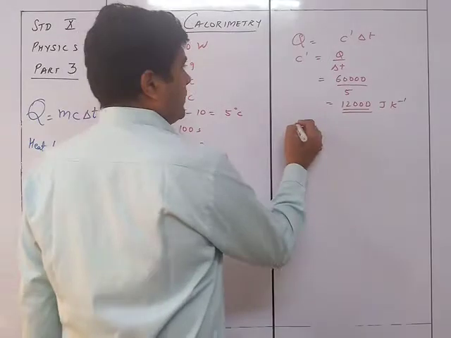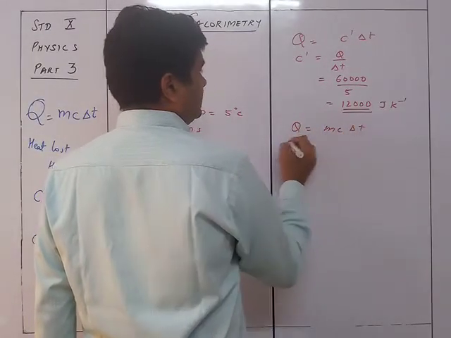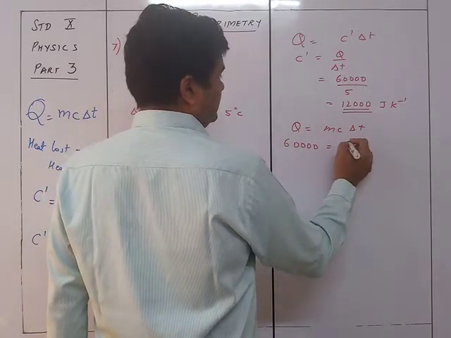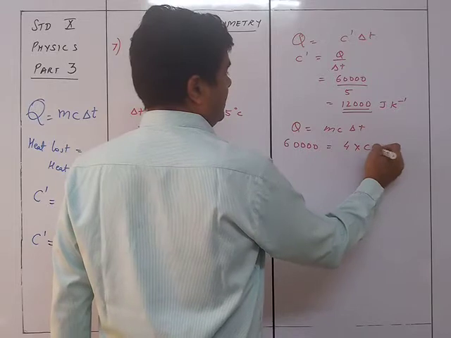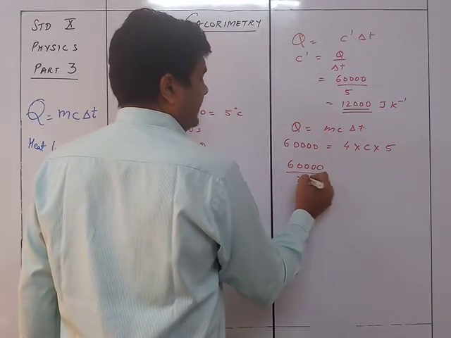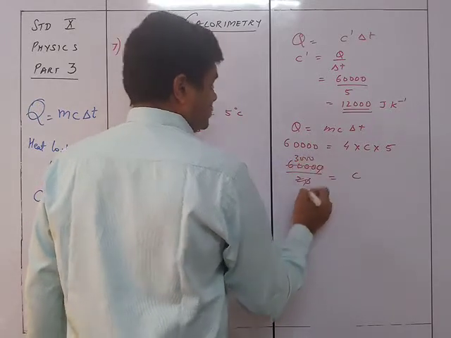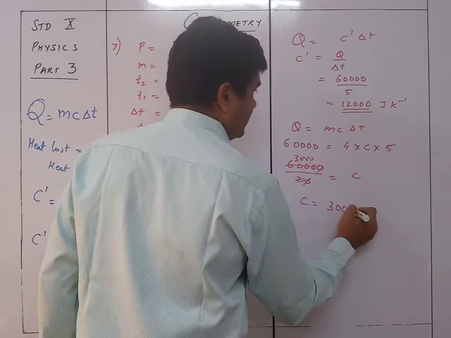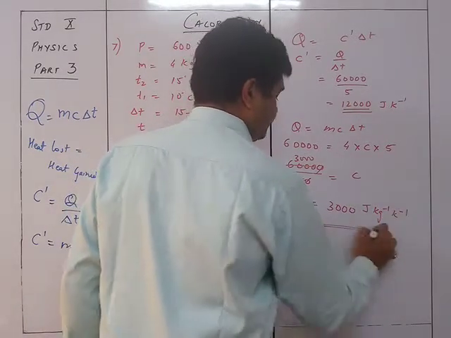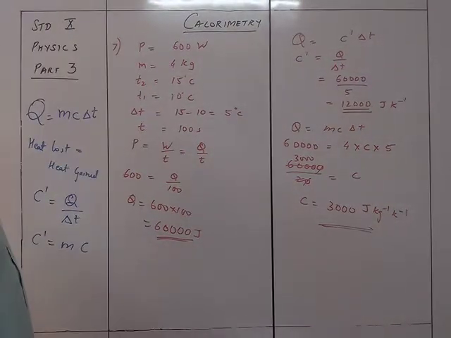Second, what I require: Q is equal to mC delta T. So 60,000 is equal to m, which is 4 kg, into C into delta T, which is 5. So it is 60,000 upon 20 is equal to C. That will give you 3,000. So C is equal to 3,000 joule per kg per Kelvin. So that is your answer for sum number 7.